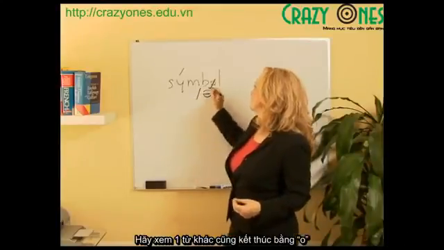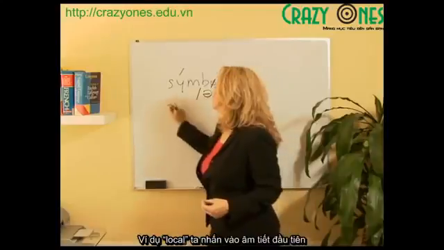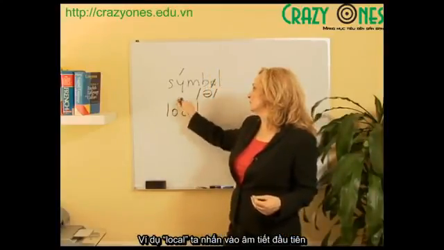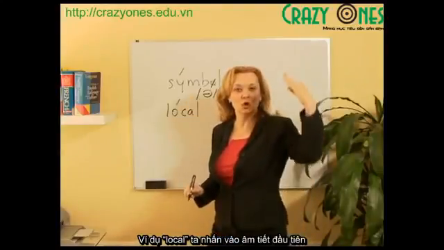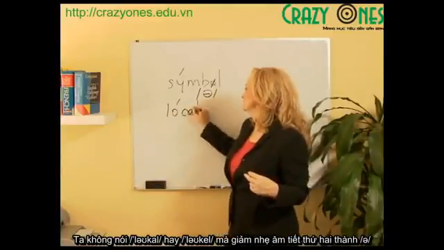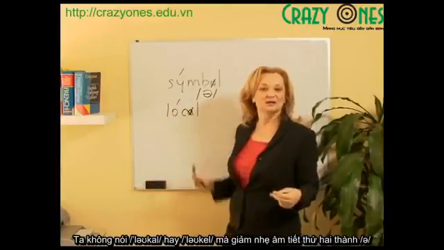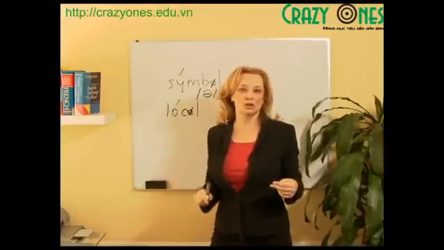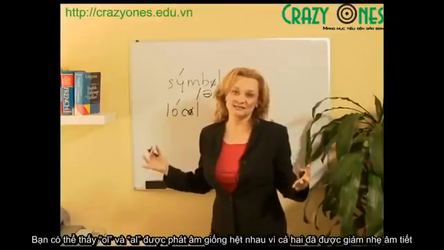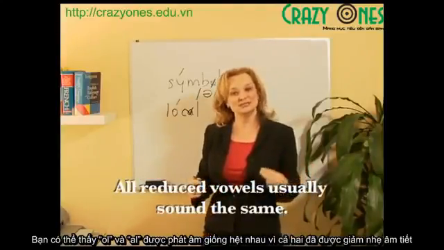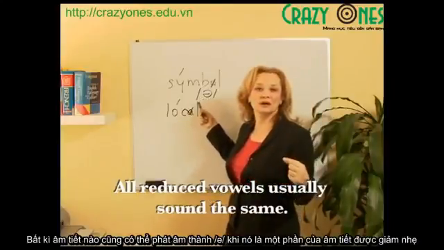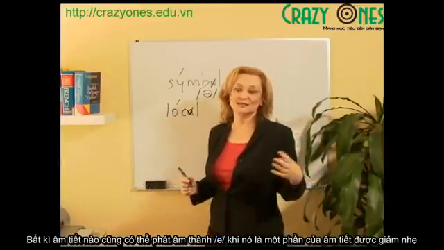Let's look at another ending with O. For example, we stress the first syllable here, local, but we don't say local. We reduce the second syllable and it becomes uh, local. So you see OL and AL sound exactly the same because they're both reduced syllables. So any vowel can sound like uh when it's part of the reduced syllable.